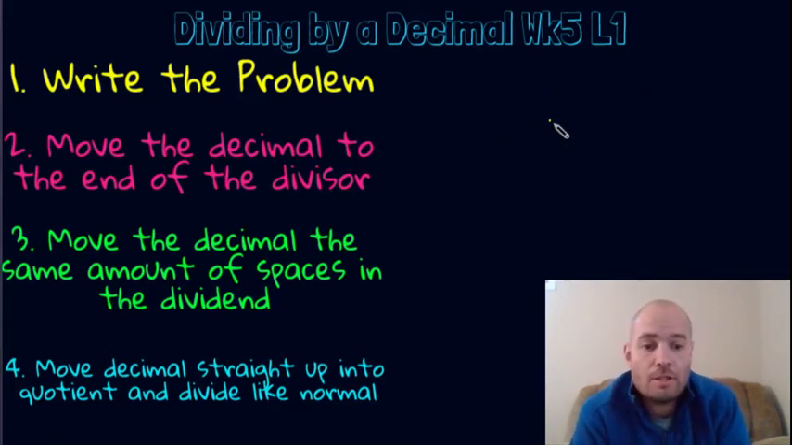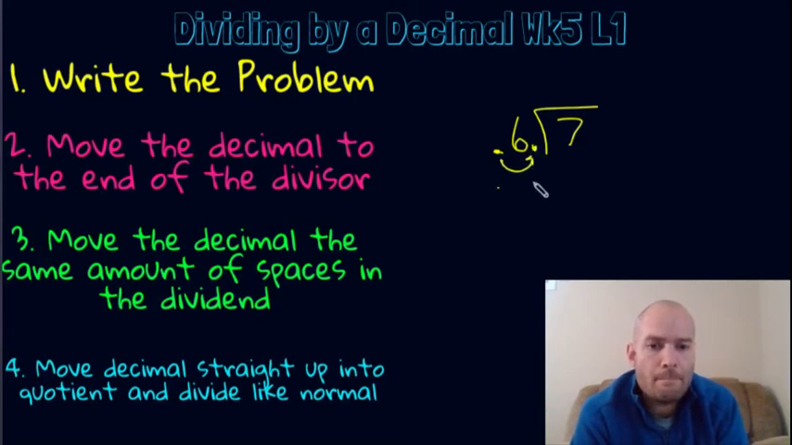For our second example, we are going to do 7 divided by 6/10. All right? We wrote the problem down. We are going to move the decimal to the end of the divisor. So I'm going to take this decimal here, and I'm going to move it to the end here.